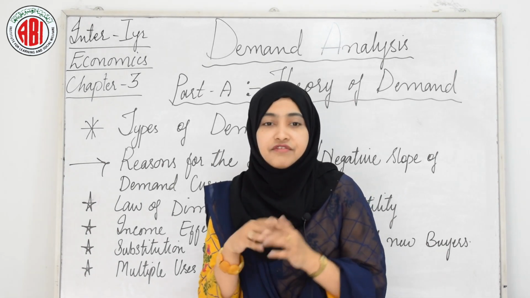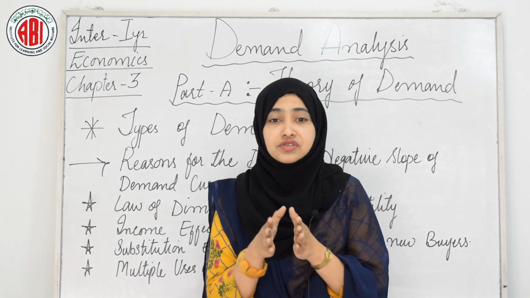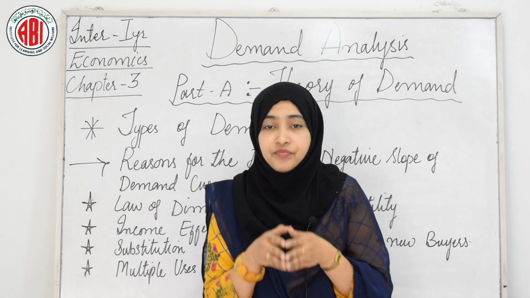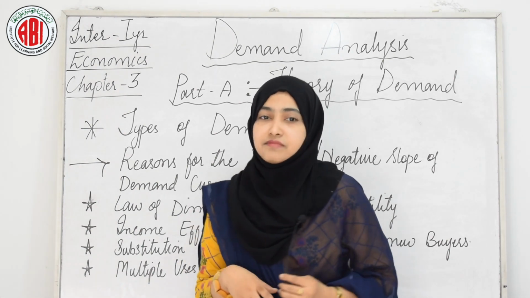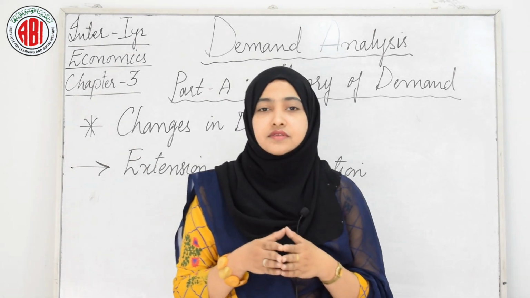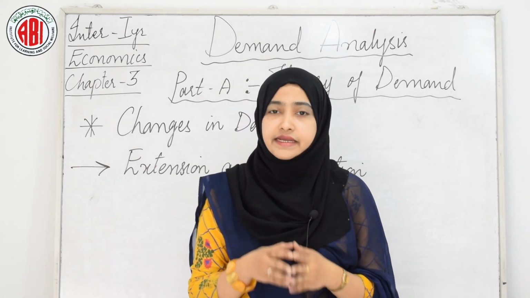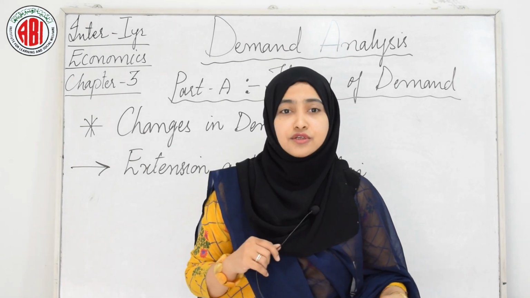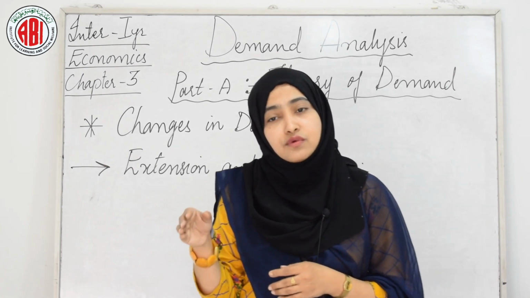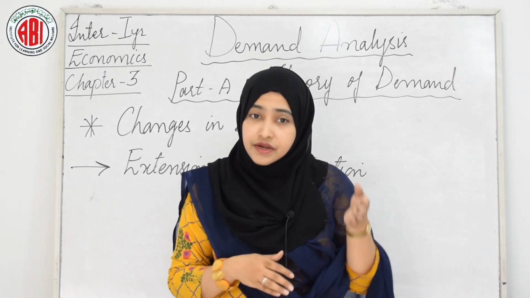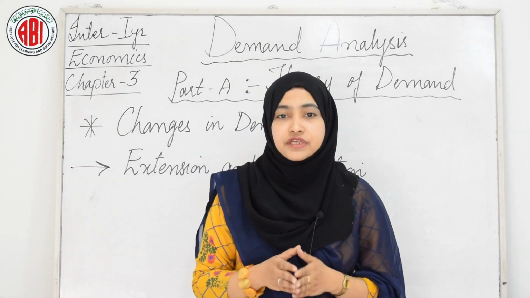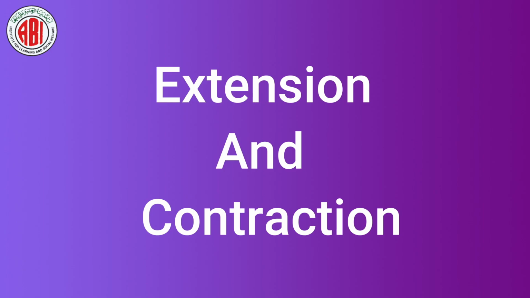Get it? After this, now we will see the changes in demand. Firstly, extension and contraction, then increase and decrease in demand. So, changes in demand. In changes in demand, first is extension and contraction, and second is increase and decrease in demand. The changes in demand take place due to changes in the price of the good, the price of related goods, taste and preferences, and the income of consumers. Exactly. So first we will go with extension and contraction.